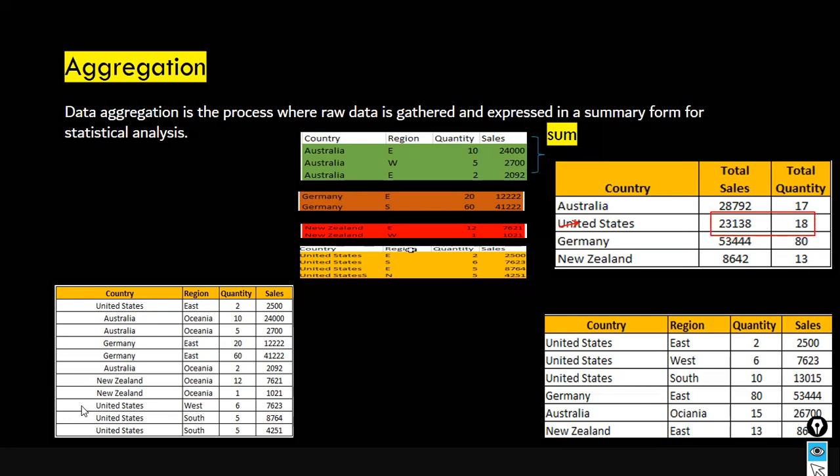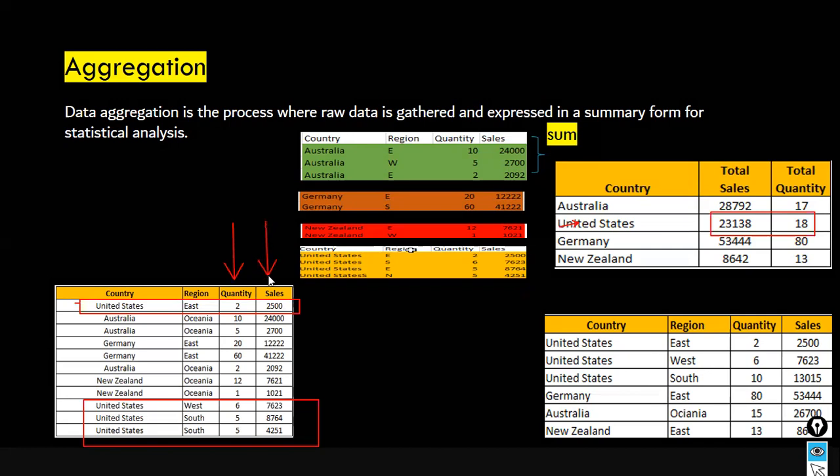If you see here, for the United States, I am grouping the rows with similar values. These rows have similar values. When you perform group by based on the country column, it groups all the rows that have similar values in the country column. For the United States, in this case, it groups all the values and then applies the sum. Sum is an aggregation function.